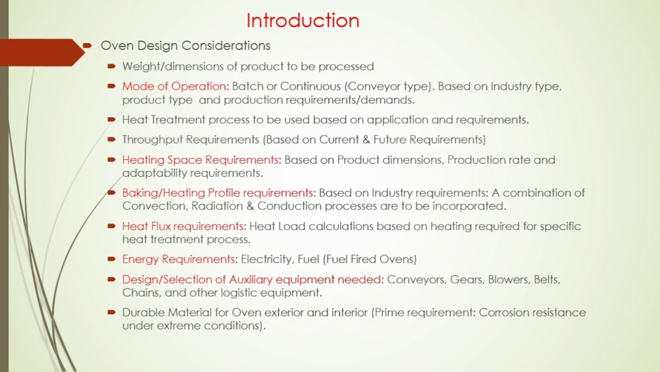Weight or dimensions of the product to be processed. This, along with the production method, guides the selection of the type of oven to be used, such as batch type or continuous type. Now, the heat treatment process to be used based on application and requirements. Different industries need different heat treatment processes or combinations of various heat treatment processes.